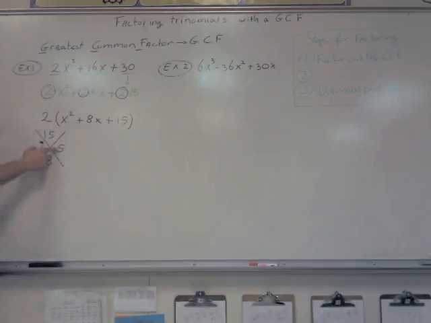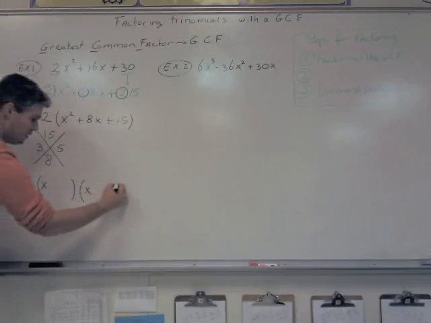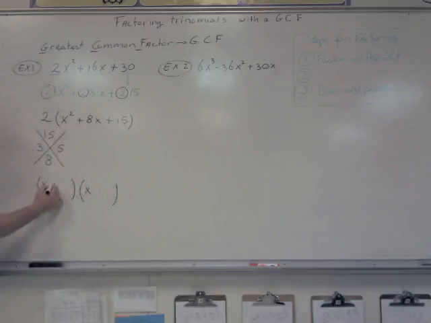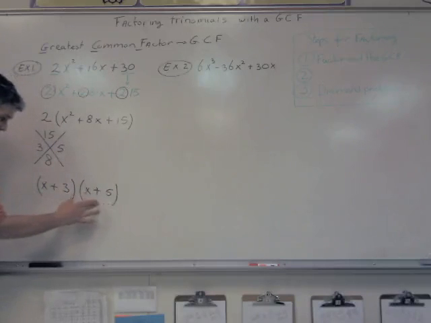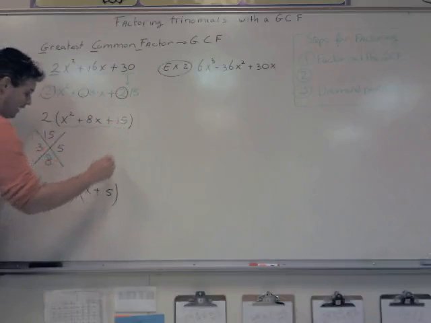Let's check. 3 times 5, that's indeed 15. 3 plus 5, that is 8. So now I can write my product here as an x and an x over here. Now we have the 3, so x plus 3, and we have a 5, x plus 5. Now remember, this set of parentheses, these two binomials, is this part factored.